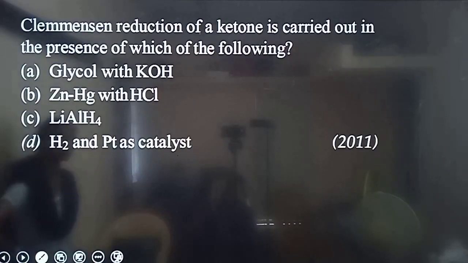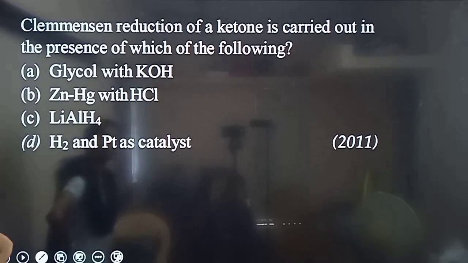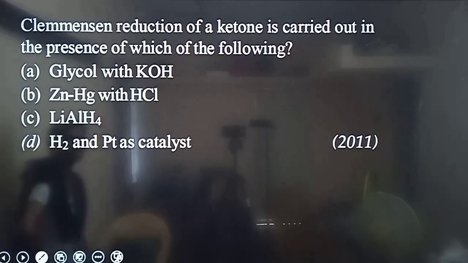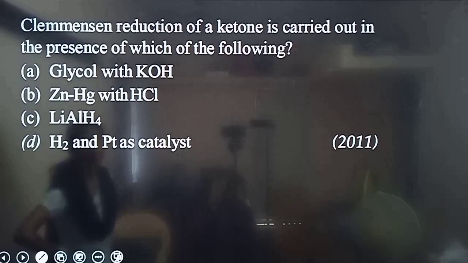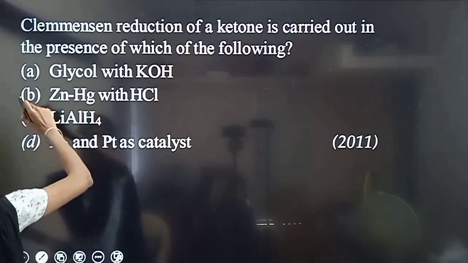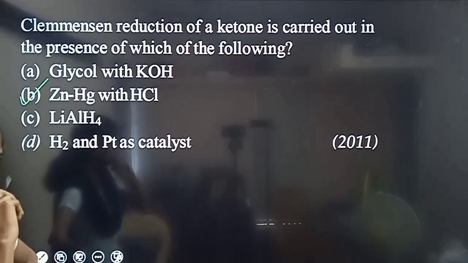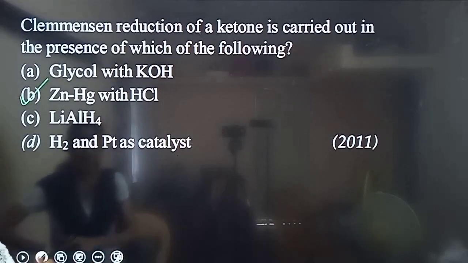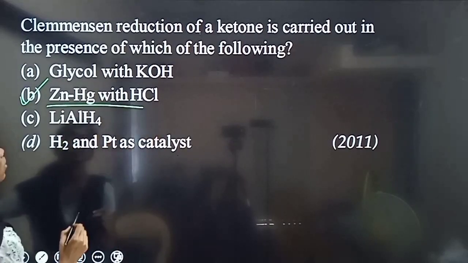Next one, Clemmensen reduction of ketone is carried out in presence of which of the following? Glycol with KOH, zinc amalgam with HCl, lithium aluminum hydride, H2 and Pt as catalyst. Option B. So this is called a Clemmensen reaction.